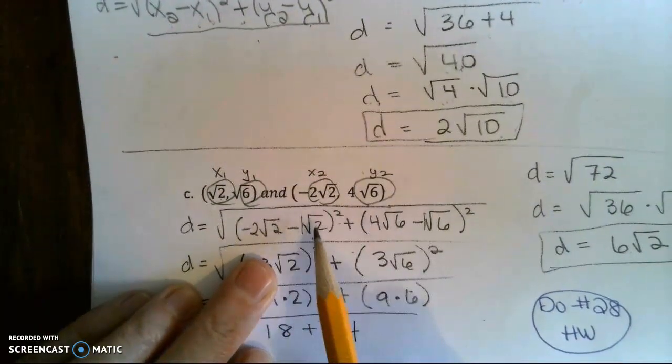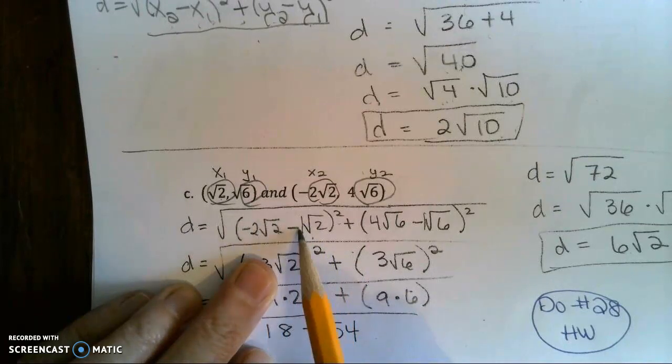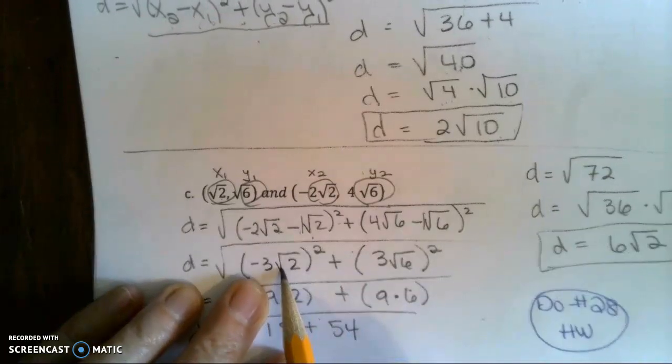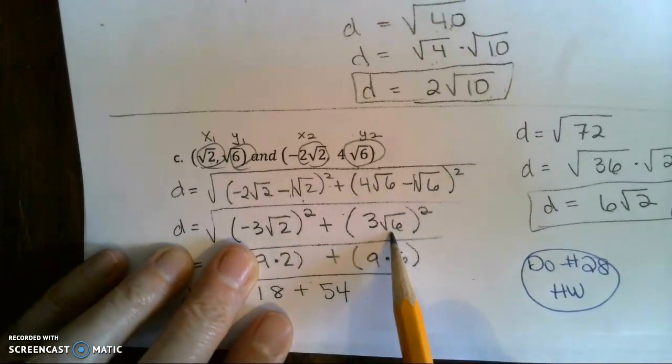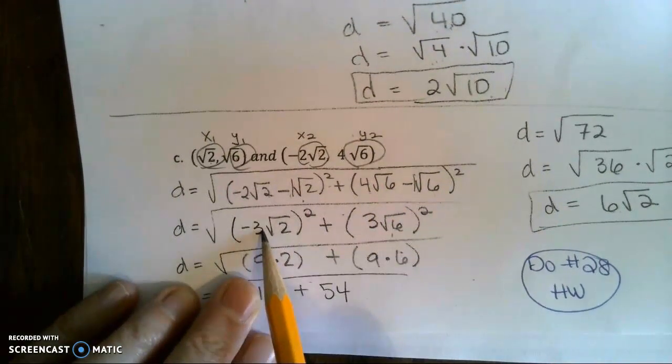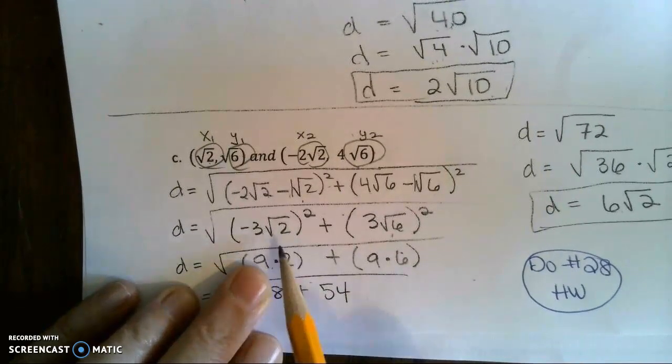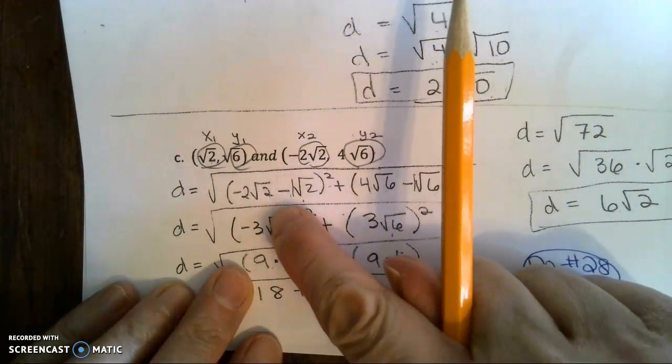These have the same radicals, they're like terms. Negative 2 minus 1 gives me negative 3 square roots of 2. And 4 minus square root of 6 gives me 3 square roots of 6. If I square the negative 3, I get 9. So if you just look at this part, that gives me 9.